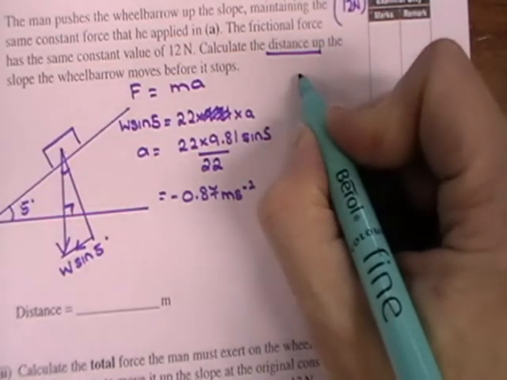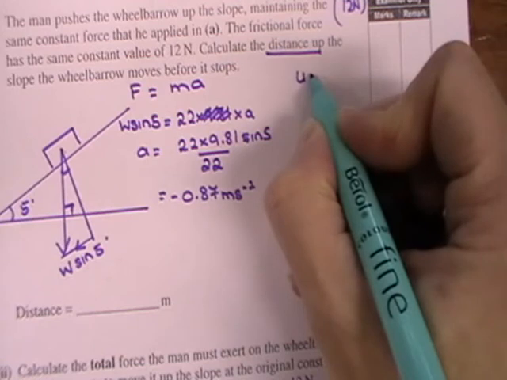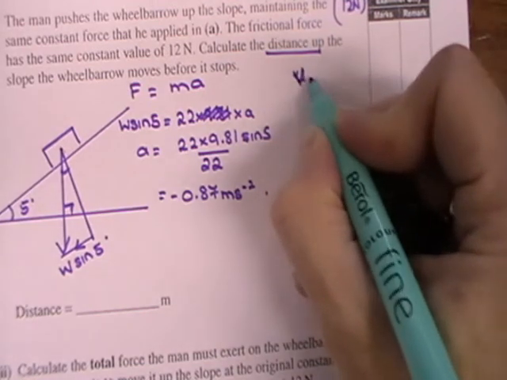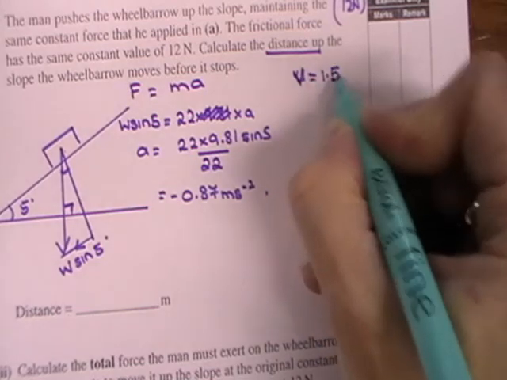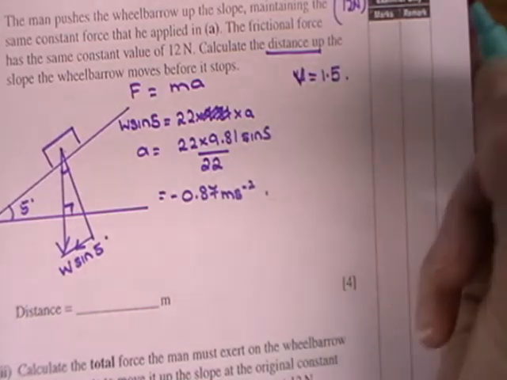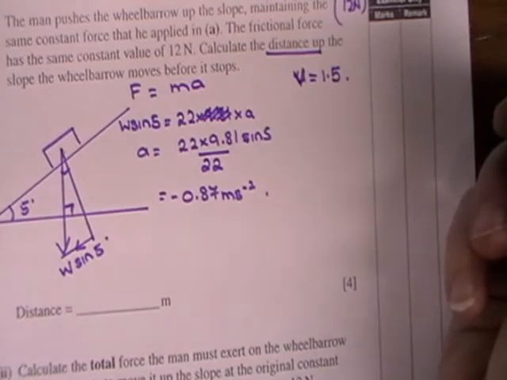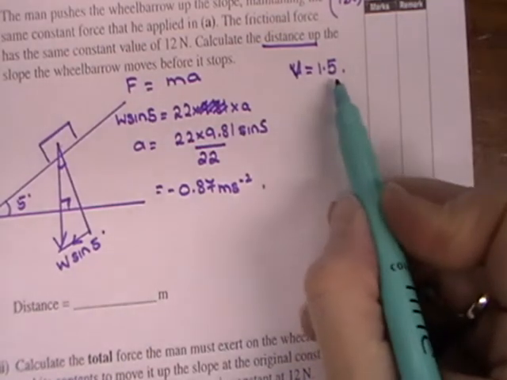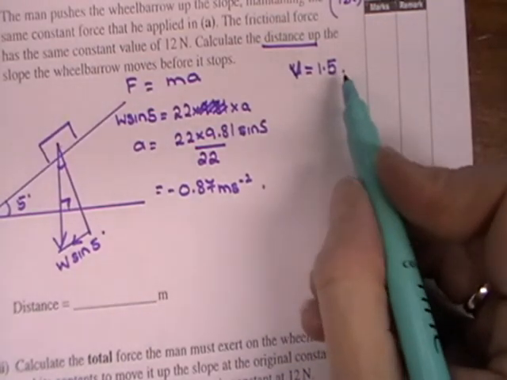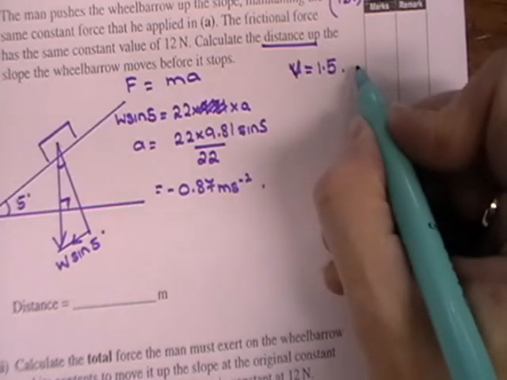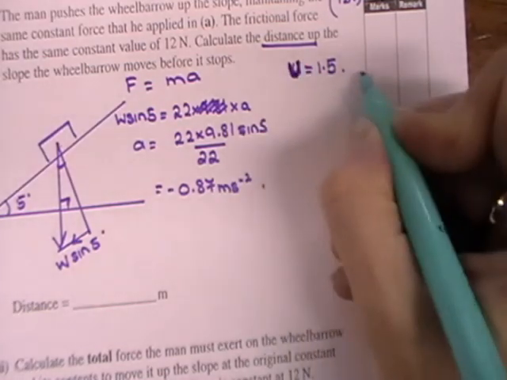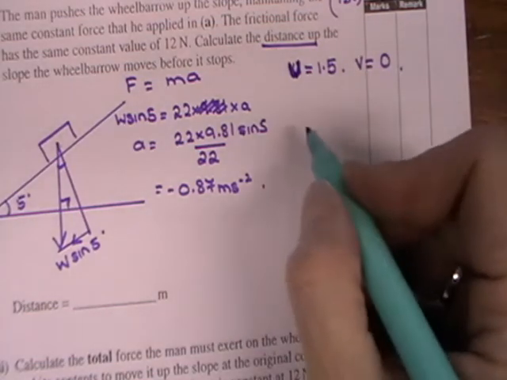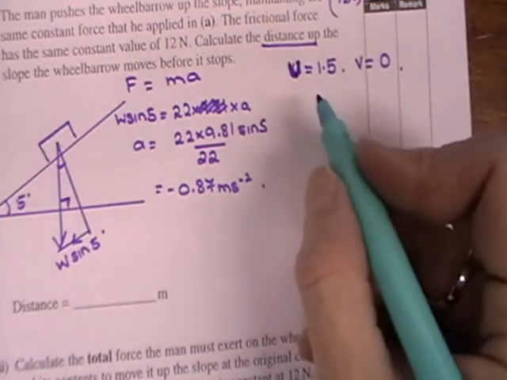So we got that u is equal to 1.5, because you're told this in the first part of the question, way back over the page. You know that it will end up with a final velocity v of 0 because it comes to rest. And then, what else do you know?